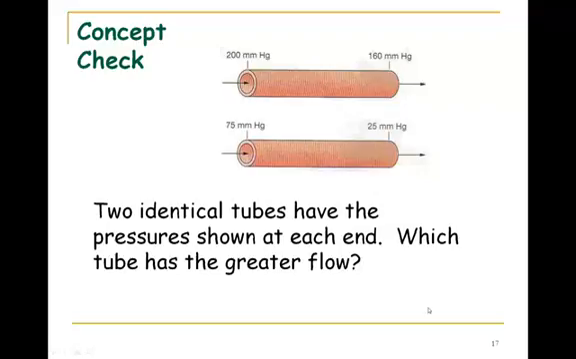So here's another concept check. I'm not going to answer these for you now, but I will answer these for you at a later date. So you've got 2 tubes. The pressures are shown at the ends. The tubes are identical. The diameters and lengths of the tubes are identical. So the only difference is our delta P. So which tube will have the greater flow? So that's your first question.